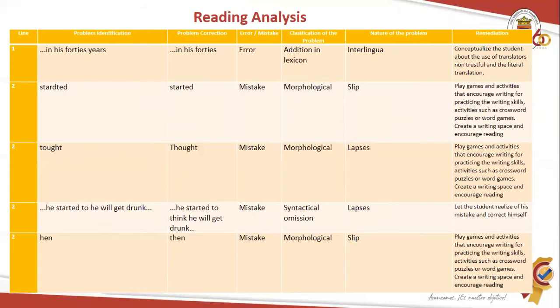So here we have the grid of written analysis. I'm going to start with the mistakes. Most of the mistakes made by the students in this document are morphological and just slips. Why? Because as you can see in the second column, we can see this word, started. So this is just a mistake because when we were typing, maybe this morpheme just came into the word, the same as thought, and the last one, hen, that is then.